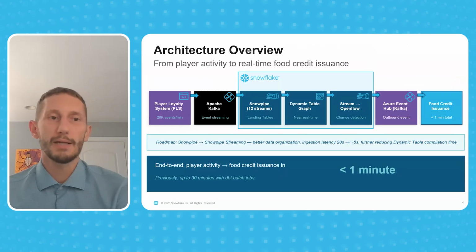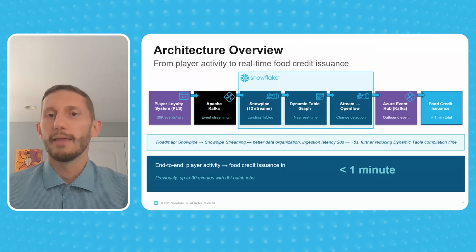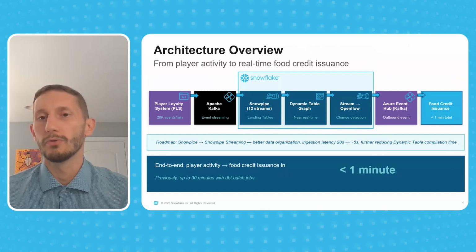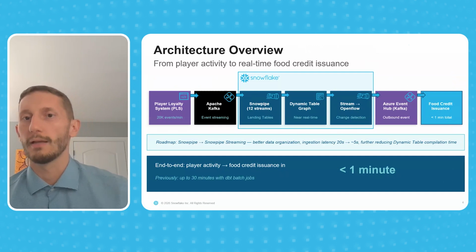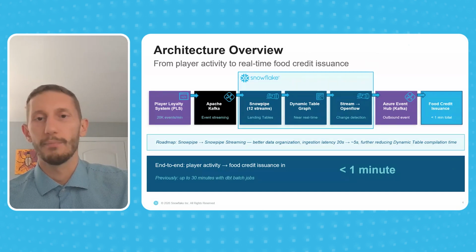This is our architecture, basically. On the left side, you can see the player loyalty system, then Apache Kafka. This is how we deliver those events to Snowflake through Snowpipe. Then we have a graph of dynamic tables. And the very last dynamic table is actually the table with food credits, right? And then we have a stream and OpenFlow to deliver those food credit events through Kafka again. This time, we used OpenFlow, as Bang said, right? And Azure Event Hub.